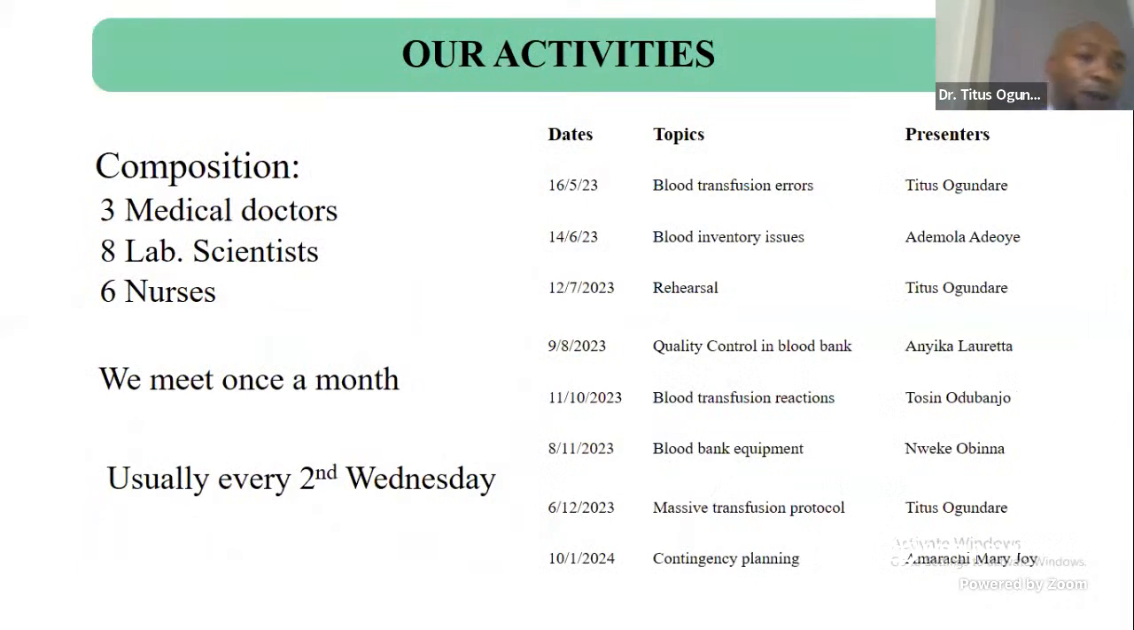As I said earlier, we are about 17 in the blood transfusion committee at Harjolat. We meet once a month, usually on the second Wednesday of every month. Here also are the topics that, whenever we meet, among other things, we try to talk about when it comes to the blood transfusion committee. As you know, we were inaugurated last year, October, and as we speak, we are getting better by the day.